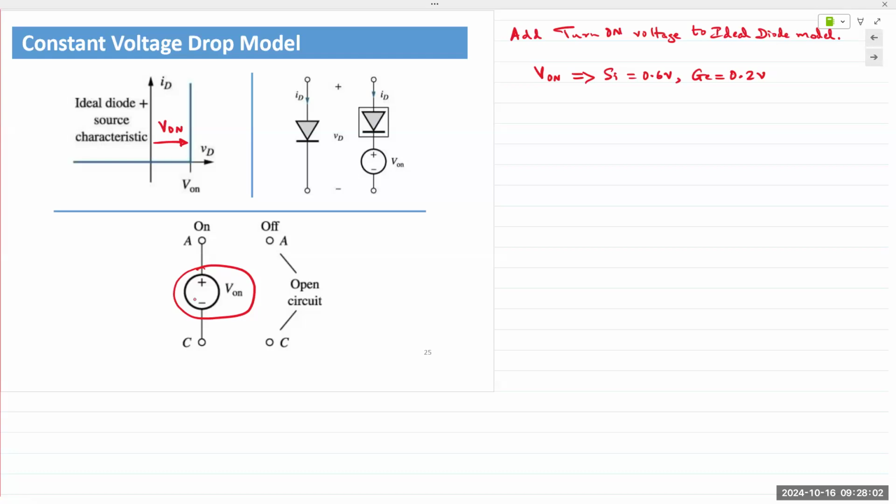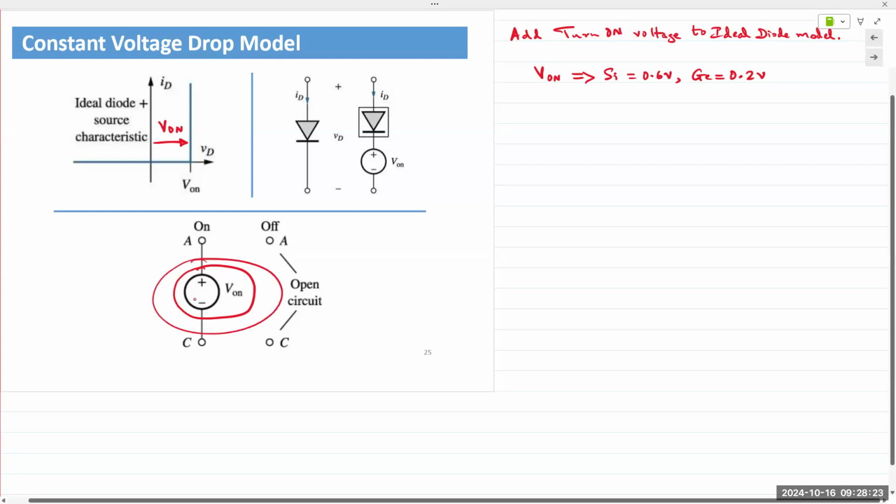We make an assumption at the beginning. We analyze the circuit based on our assumptions. Then at the end, we look at our solution. Does it match our assumption? Yes or no? Yes, that's great, you're done. No, we go back to the beginning, we change our assumption and we redo the analysis. And the only difference is we add on the voltage.